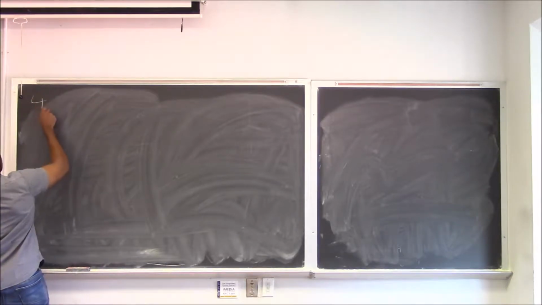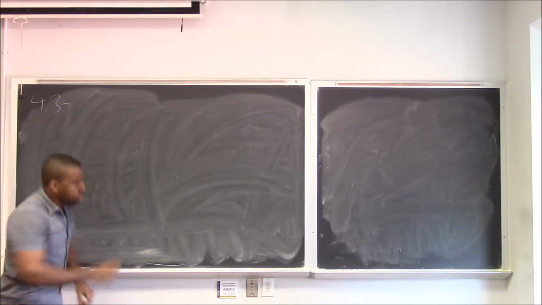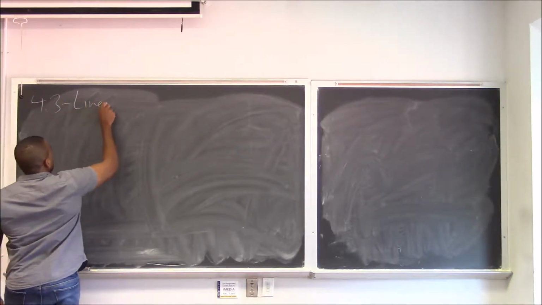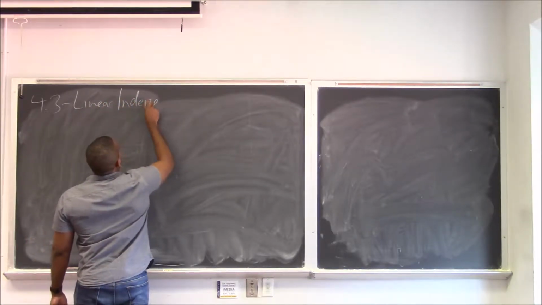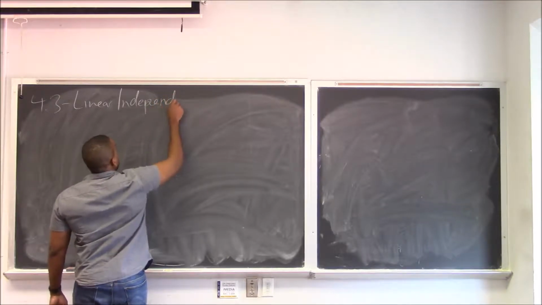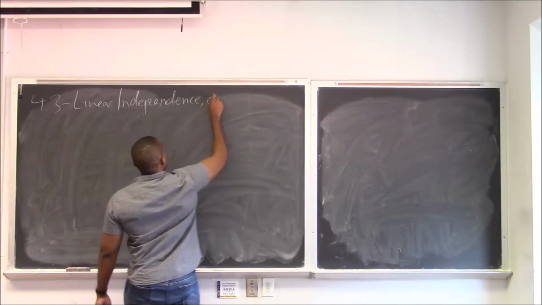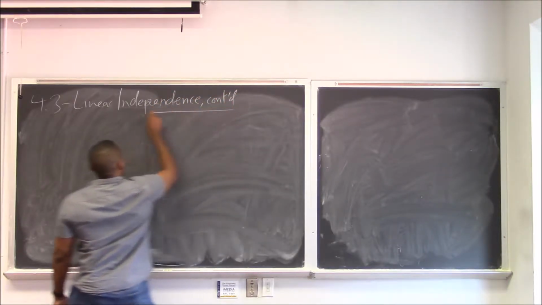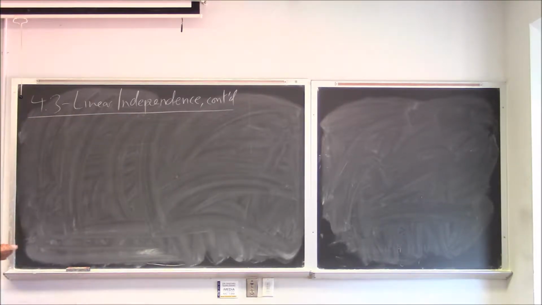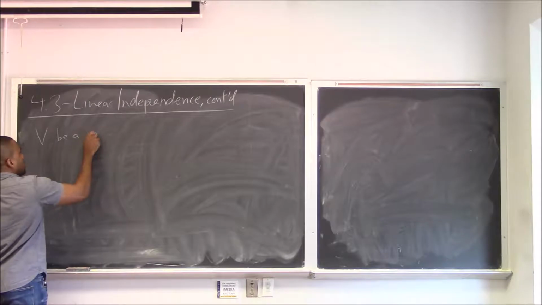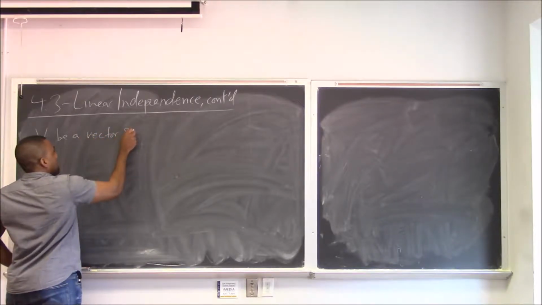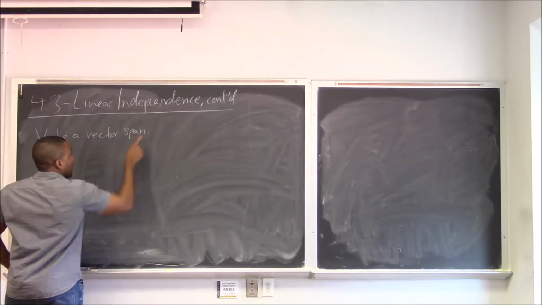We're going to continue with 4.3, I think it is, linear independence. We're going to do some important concepts. Let's see if we can remind ourselves here. Let V be a vector space.